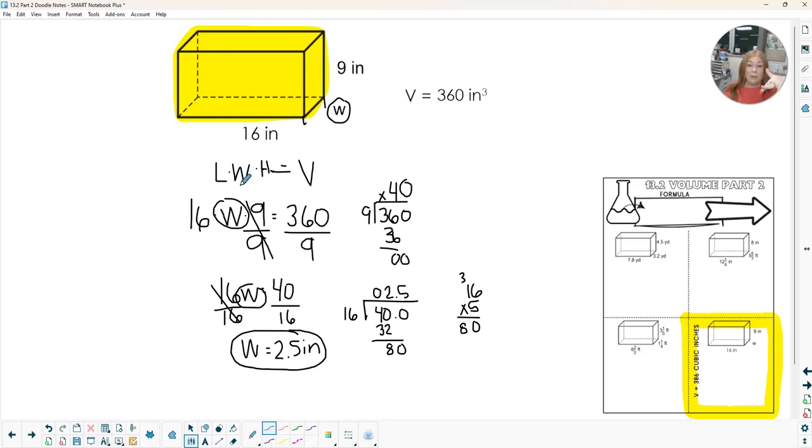So we're just setting up our problem. Divide by one, divide by the other, because they're both multiplication. We have to do the opposite to both sides. So go ahead and make sure you have all those problems filled out with the work.